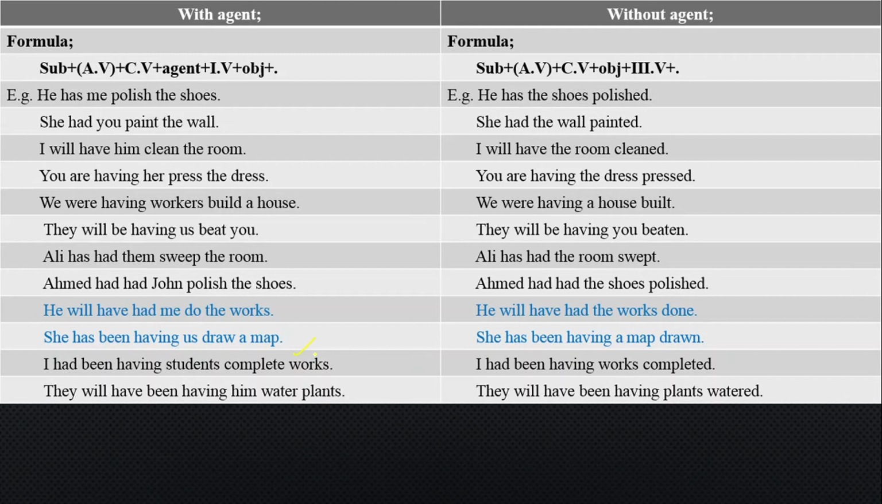I will have had students complete works. I will not have had students complete works. Will I have had students complete works? Will I not have had students complete works? Won't I have had students complete works?